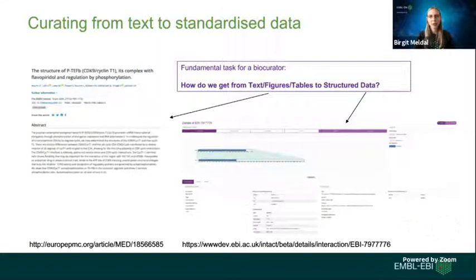So I'm going to give you a little glimpse into how we as biocurators extract these standard terms from a piece of published information. So a paper that contains text, figures, tables, appendices, supplementary data. Next, please.